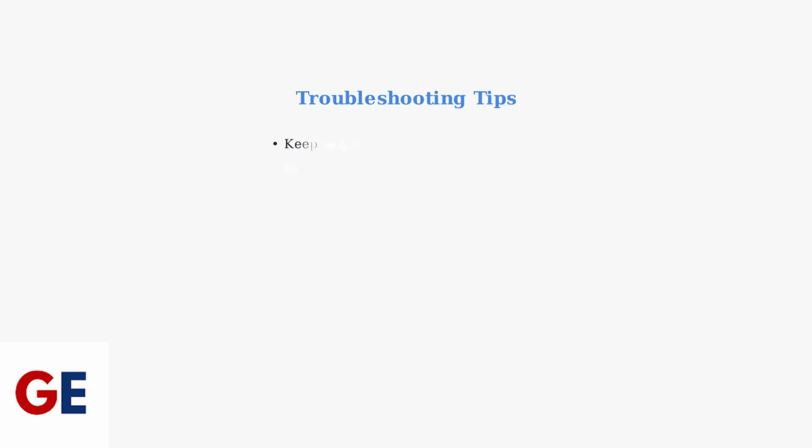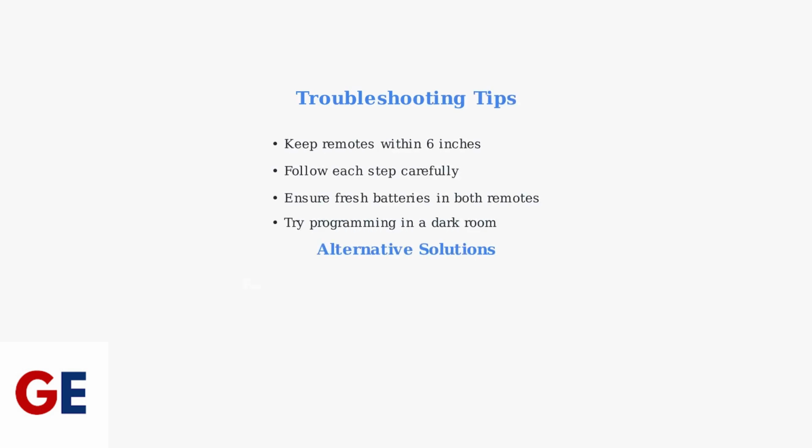If you experience issues with programming or the remote becomes unreliable, ensure you follow each step carefully and keep the remotes close together. If problems persist, consider using a replacement remote or a remote control app that's compatible with the V2 Pro model.